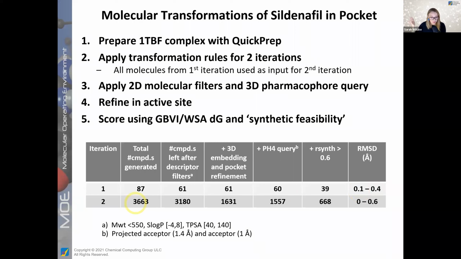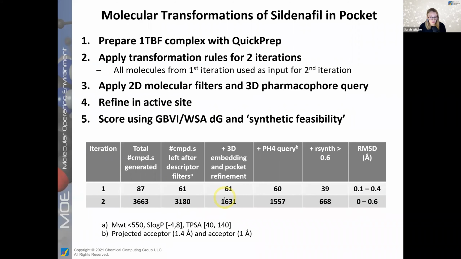And if we just do all the molecules we can achieve from 2 steps away from sildenafil, that's a whopping 3,663 molecules. So that's quite a lot, really. We started filtering then. First, we did the descriptor filters and we were down to 3,200.